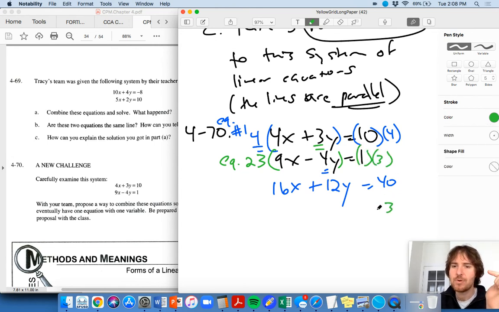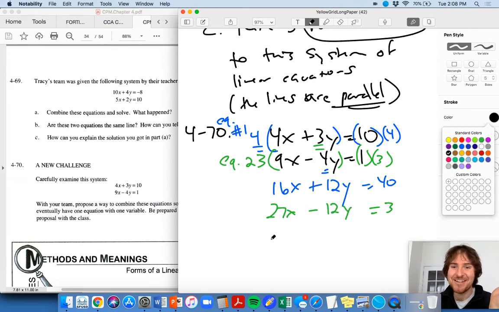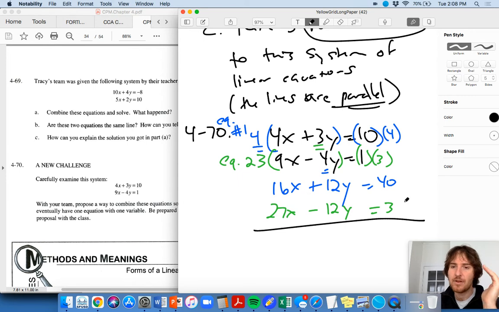So I get 3 over here, and 3 times 9x is 27x, and 3 times -4y is -12y. And now I can totally eliminate this. Okay, add the left sides together, the right sides together. Let's do the right side because my mind is melting. 40 plus 3 is 43. I can imagine what your minds are like here. Oh man, 12y minus 12y, that's a 0. Okay, eliminated. We're good to go.